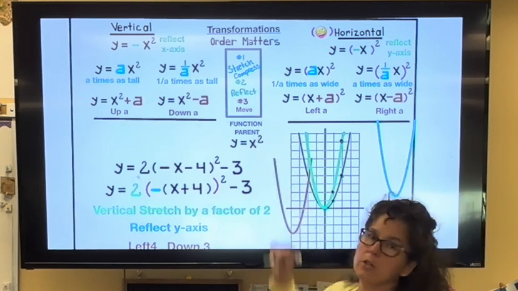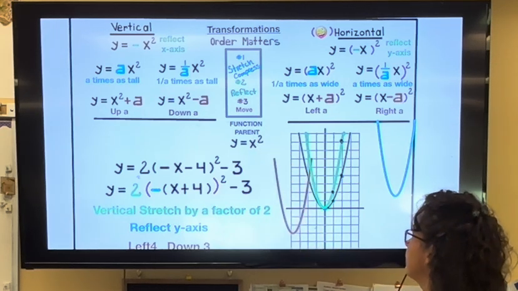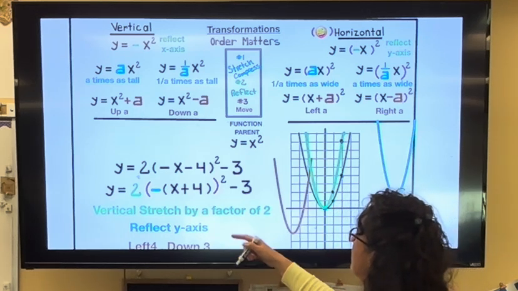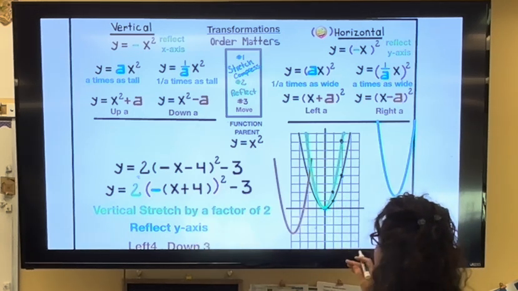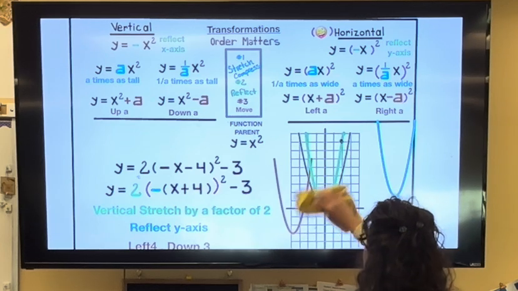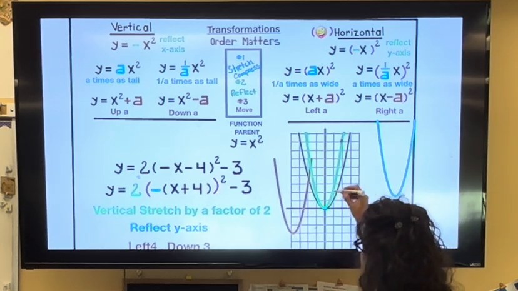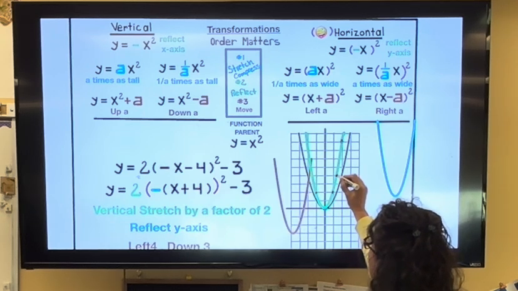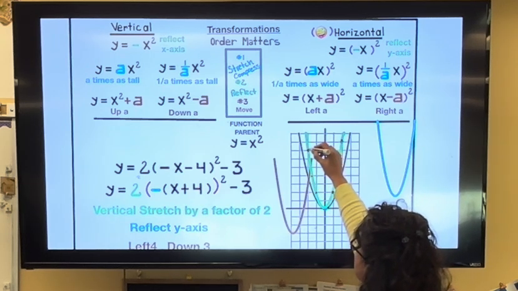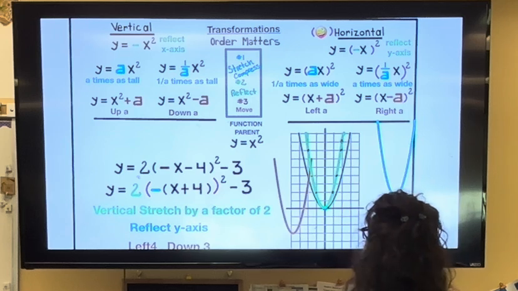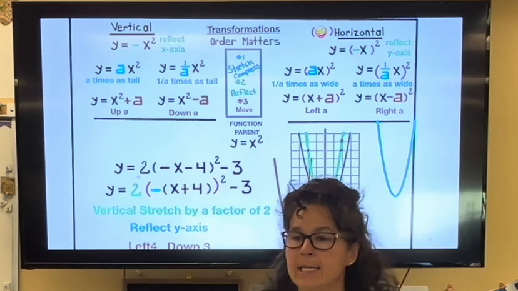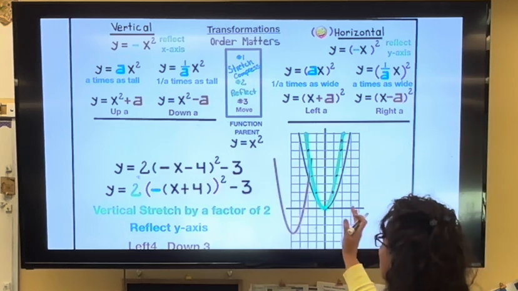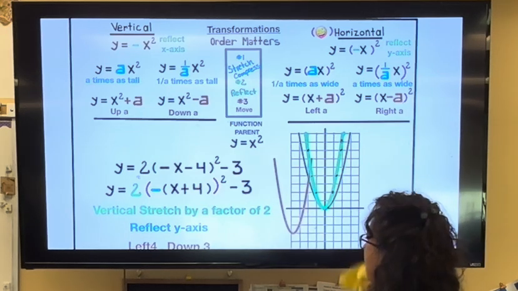Then next, we're going to look for any kind of reflections. And so the reflection for this one is going to be across the y-axis. So if I reflect this green one across the y-axis, this point mirrored across is still there. This point mirrored across is here. This point mirrored across is here. It's not going to look any different after I finish mirroring this across the y-axis.